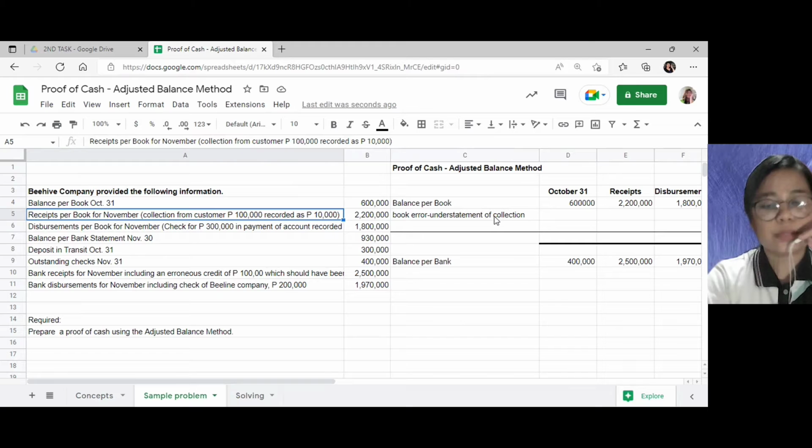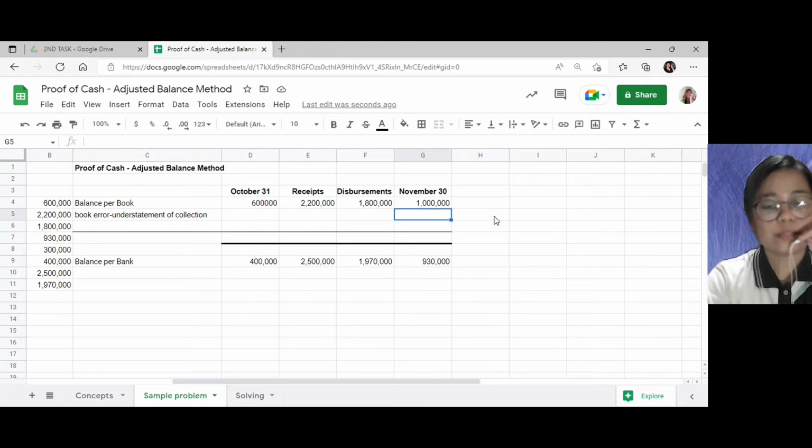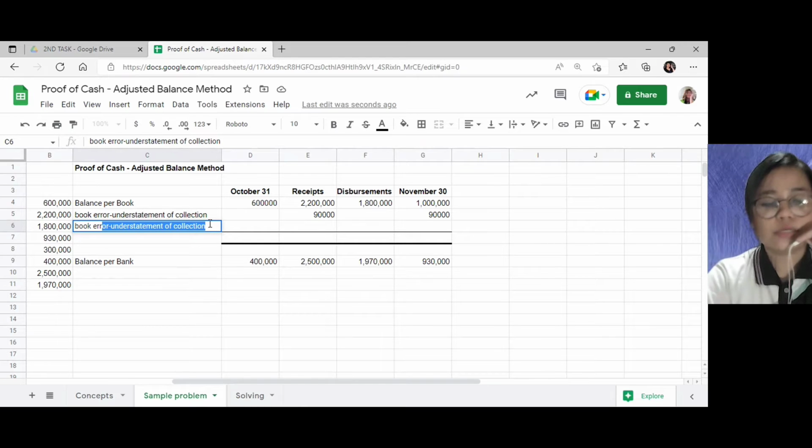This book error happened in November, and there is an understatement of collection. Instead of 100,000, what was recorded was only 10,000 pesos. So there is an understatement of 90,000. Our November 30 balance is short by 90,000. Since our November 30 balance is short, the receipts we recognized for the month are also short, so we simply add 90,000 to the receipts. That's how you analyze it and apply it in a proof of cash.